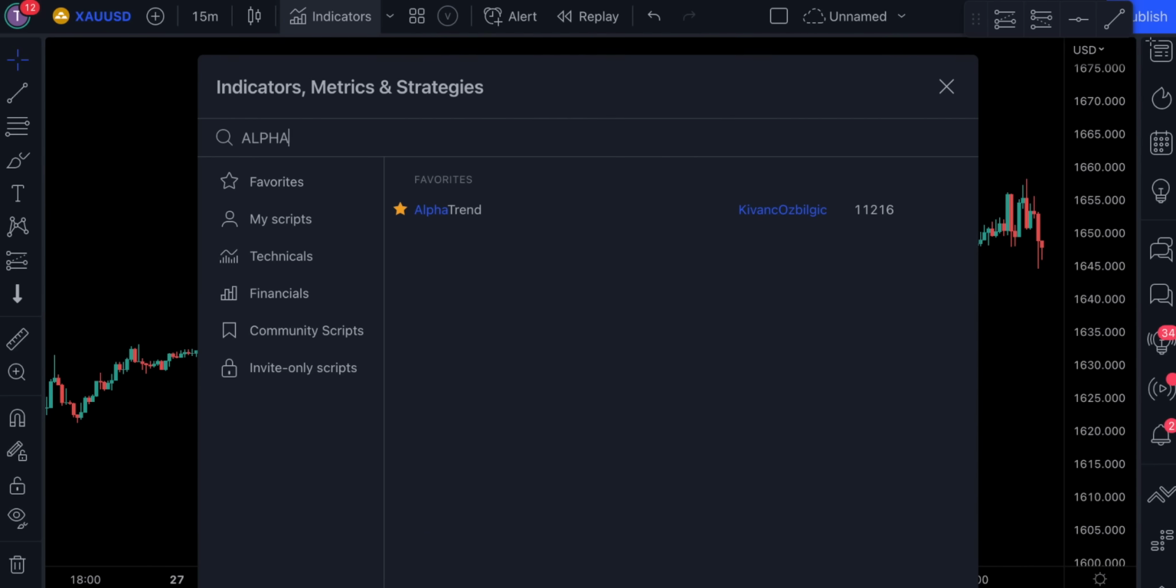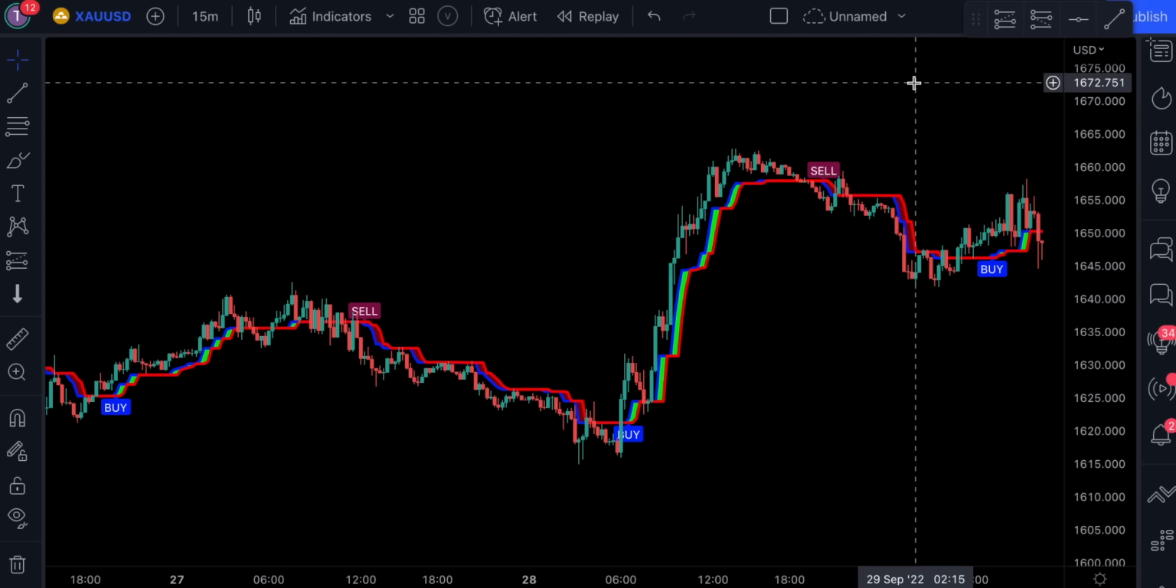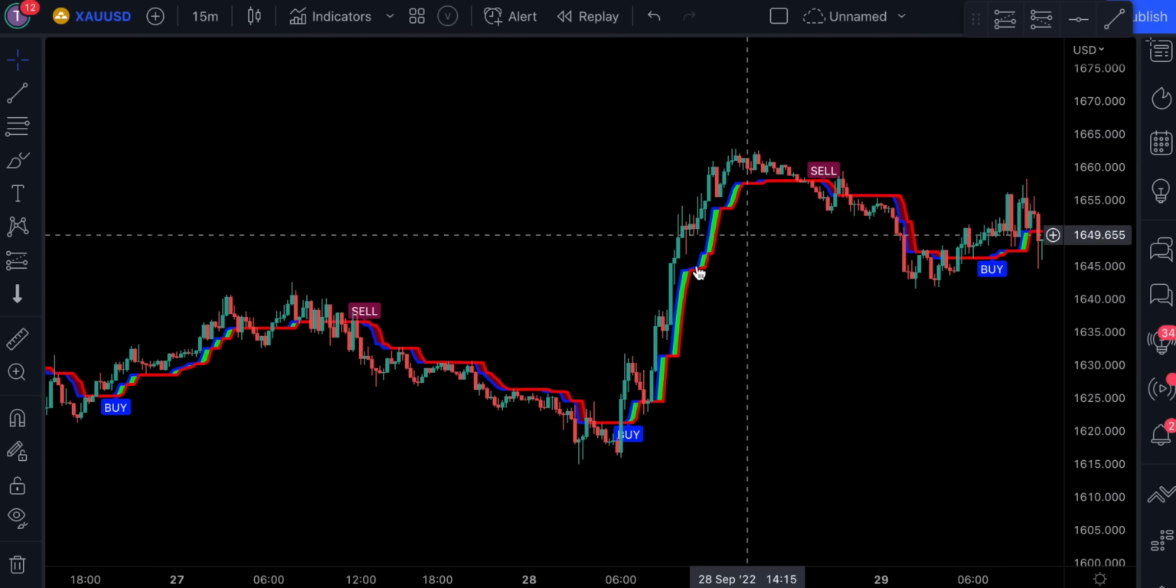So, in the second place, we've got an indicator called Alpha Trend. This indicator by Kivans Osbeljic. Alpha Trend is also a really powerful and easy to use buy and sell indicator. The signals are issued based on these 2 plots.